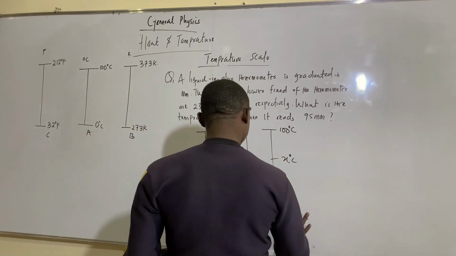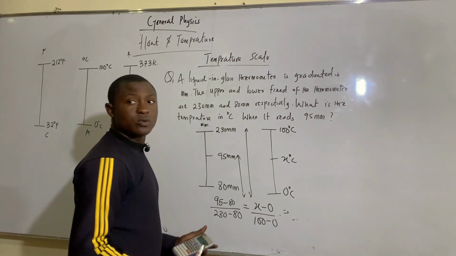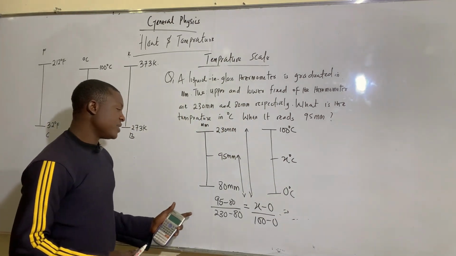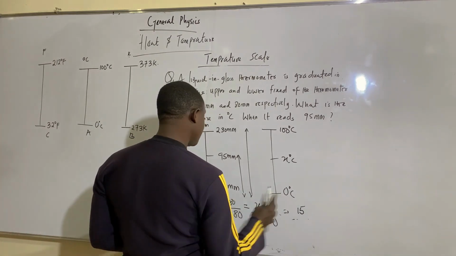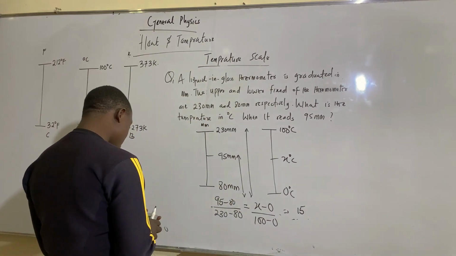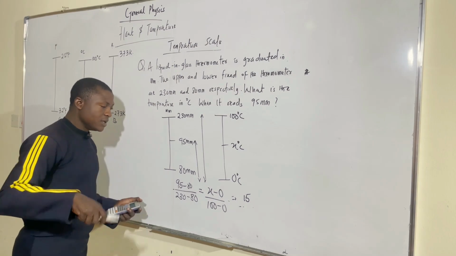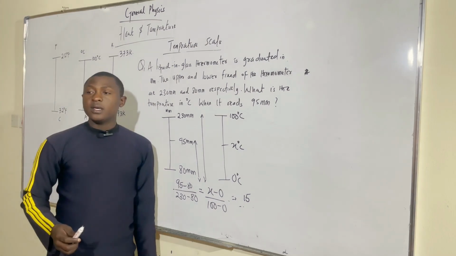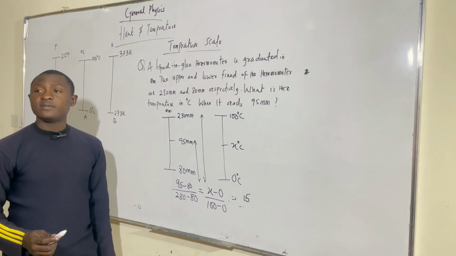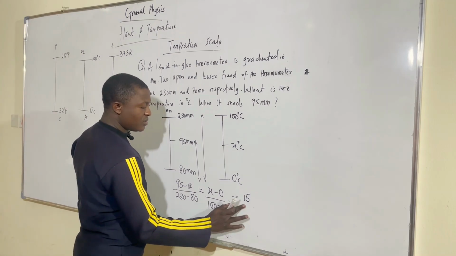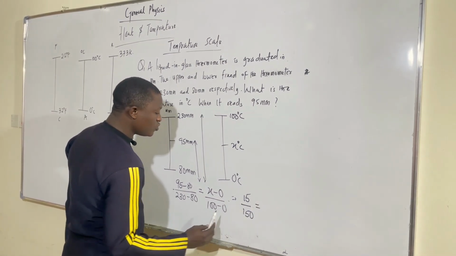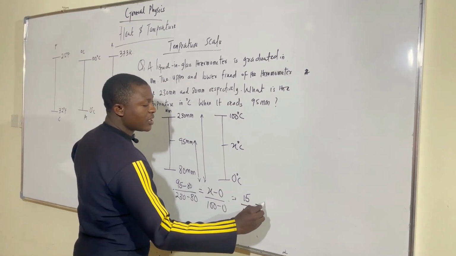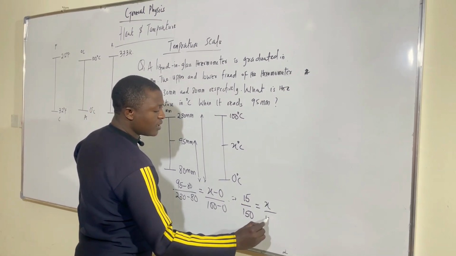So now, let me go out here so that we can do anything. Sorry about that. 95 minus 80, that one is nothing but 15. Then 230 minus 80, what are we going to have? Yeah, good. We are going to have 150 is equal to x minus 0, and we have x all over 100.